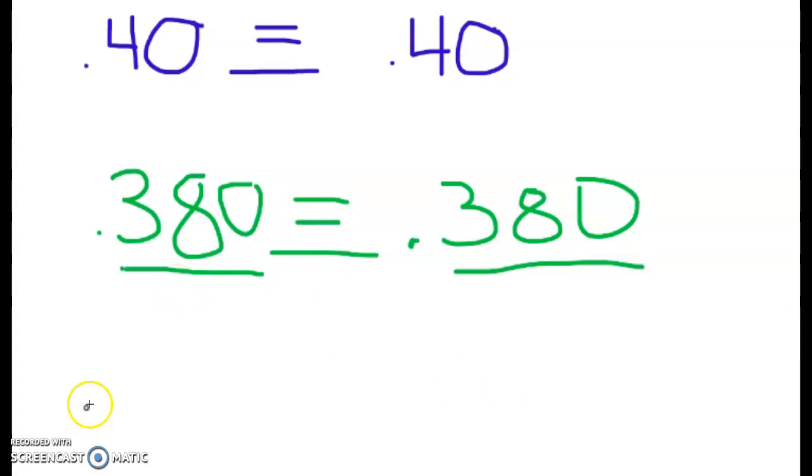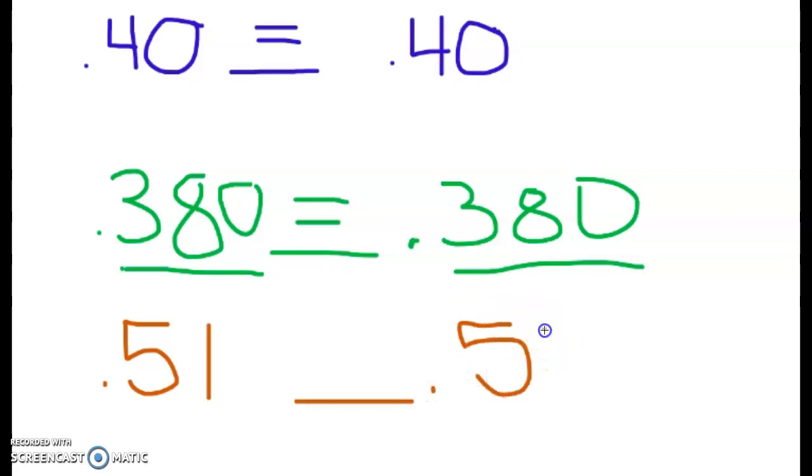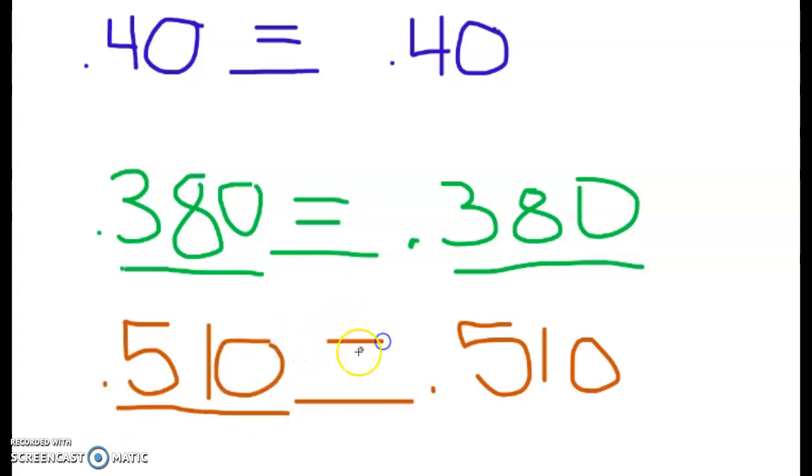Let's try another one. If I have 0.51 compared to 0.510. There are 3 place values to the right of the decimal, so we can make 3 place values over here. 1, 2, 3. We just add a 0. They will become equal.